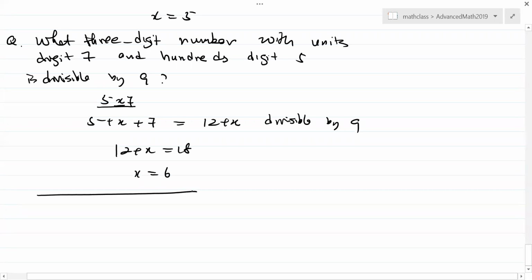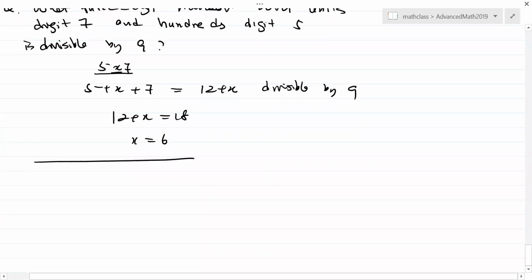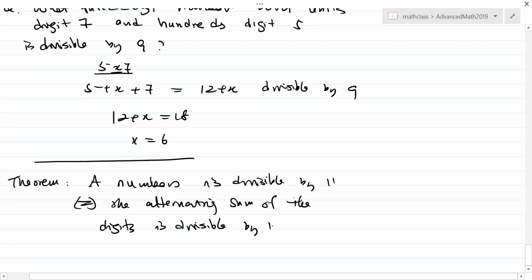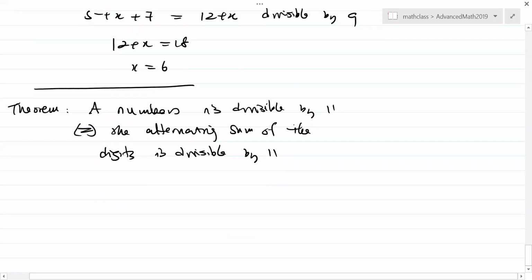For 11, we do have the so-called alternating sum. Let me write down the theorem first. A number is divisible by 11 if and only if the alternating sum of the digits is divisible by 11. Now, what is the alternating sum? Not the negative sum. It just changes signs.